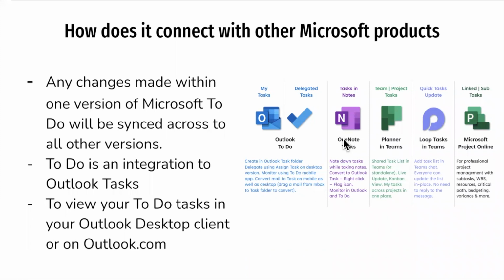And here is just a little visual outlining how these applications are all connected to one another. So there's Outlook To Do, then there's also OneNote tasks that you can create, the planner in Teams, Loop tasks in Teams, and Microsoft Project Online.